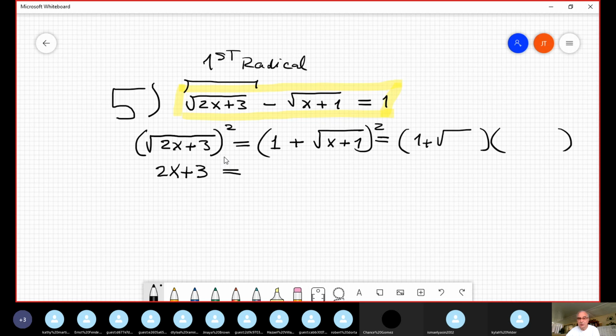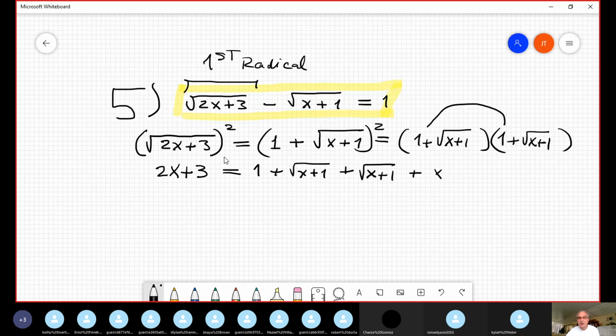1 plus radical something and 1 plus radical something. And you FOIL. 1 times 1 is 1. 1 times a radical is just a radical, x plus 1, the expression inside. A radical times 1 is exactly the same. It always happens the same, they are twin brothers. And a radical times a radical is the expression without the radical. Everyone follow me? Do you understand this FOIL very well?